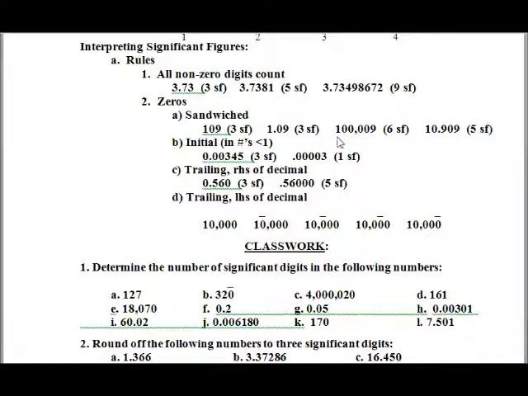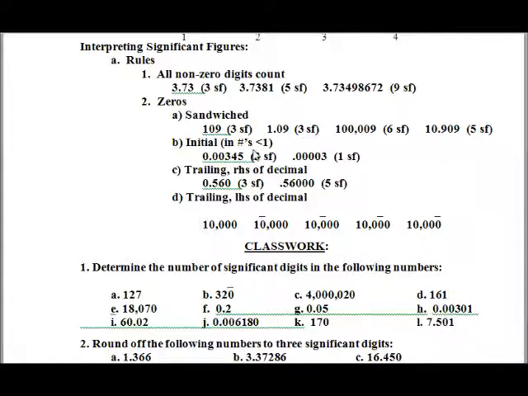100,009. All 4 of these zeros are sandwiched between the 1 and the 9, so all 4 of them are significant, bringing the total number of significant figures to 6. 10.909 has 2 zeros sandwiched in different locations, but both are sandwiched, so they're both significant, bringing the total number of digits to 5 significant figures.